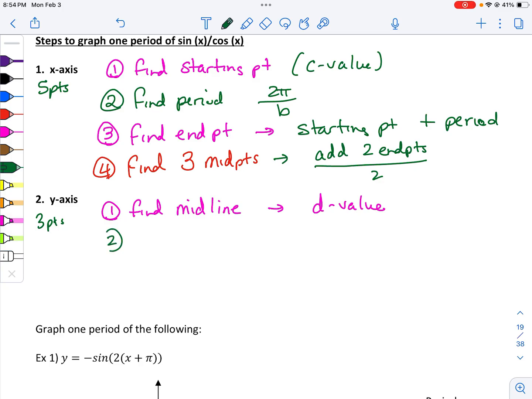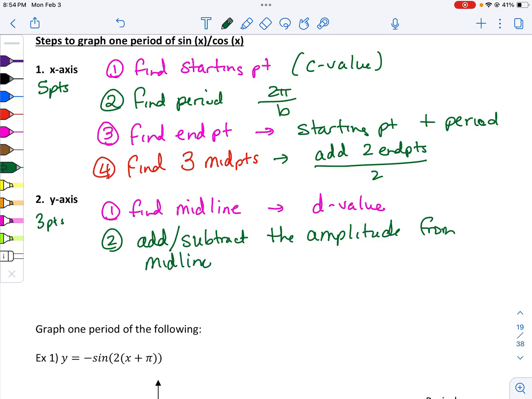Okay, and then what we're going to do to find the other 2 points is we are going to add and subtract the amplitude from the midline. And that's going to get us a top point and a bottom point.